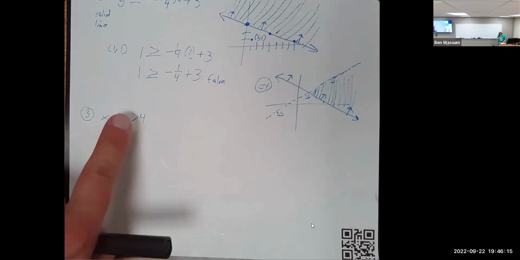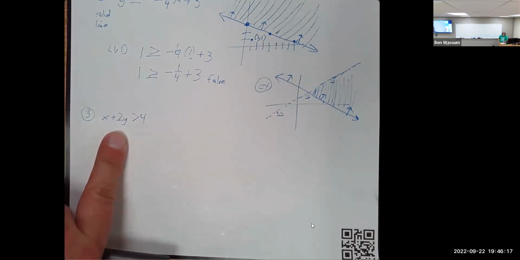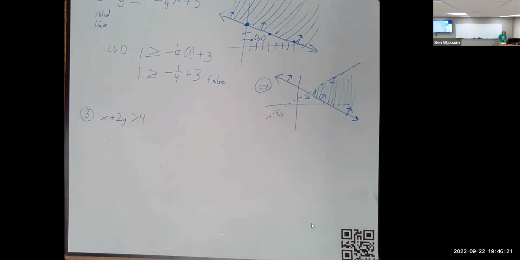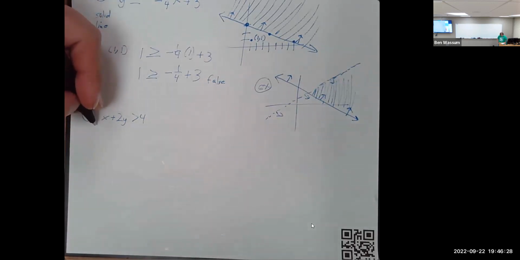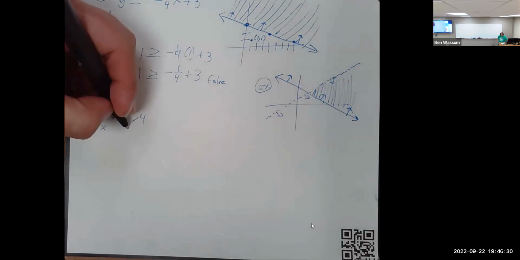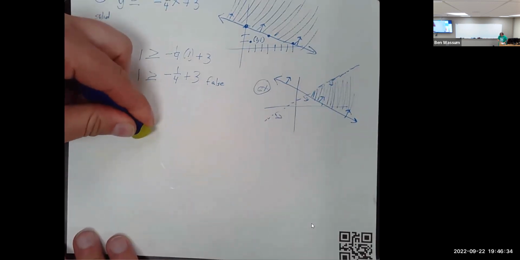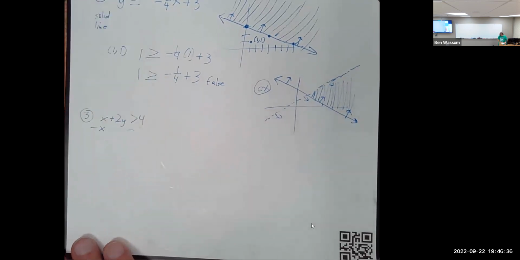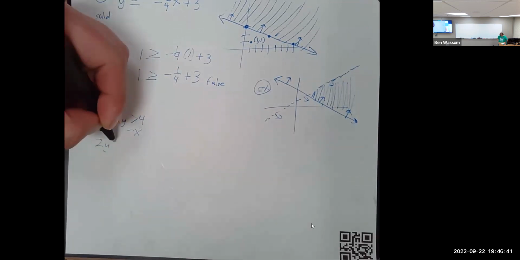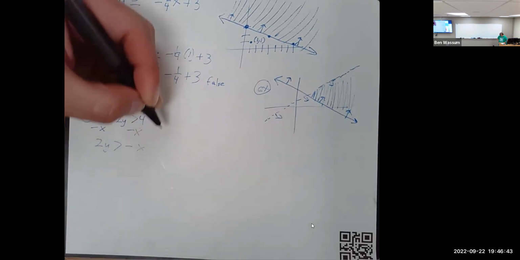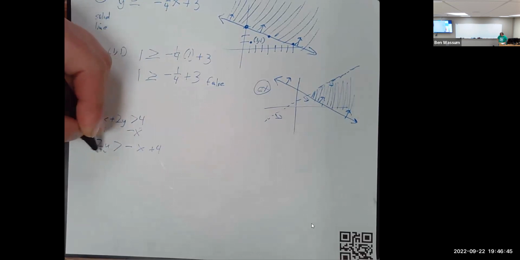Okay. Well, I like to graph these with slope-intercept. If you leave it like this, you could totally do plotting points. That's fine. If you're worried about what to deal with on the inequality. But for now, I'm just going to solve it for y. There we go. Subtracting x on both sides, I have 2y greater than negative x plus 4. I'm going to divide.